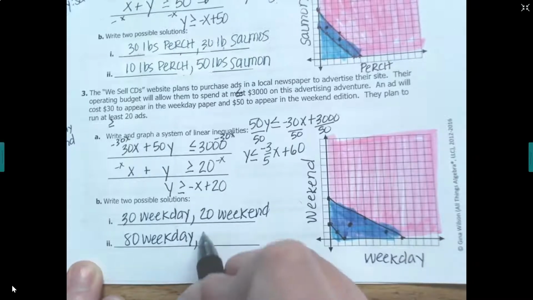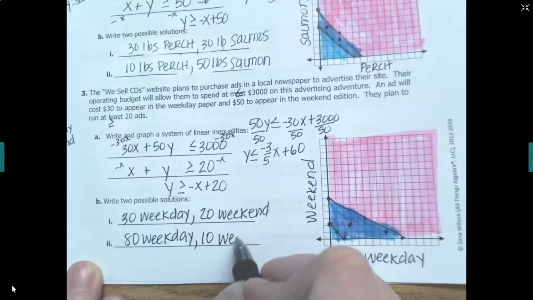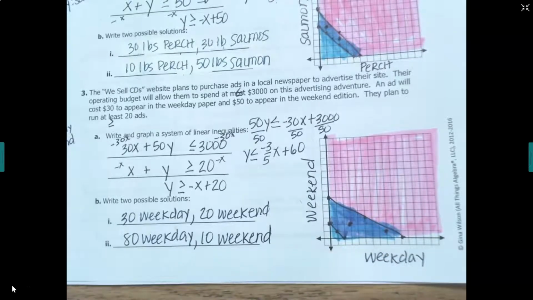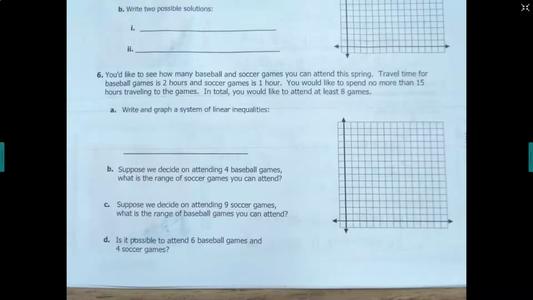But I only went up one, so that's 10 weekend ads. All right, let's flip this over and try another one on the back. All right, for our last one, let's try problem number 6.